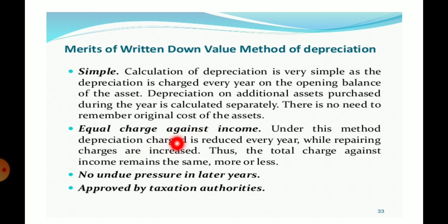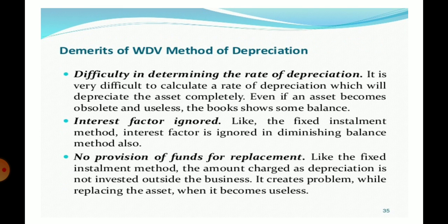Equal charge against income. Under this, depreciation charges reduce every year while repair charges increase. Thus, the total charge against income remains the same, more or less. No undue pressure in the later years, and it is provided for by the taxation authority. The taxation authority also supports this method. So, this method is very good.